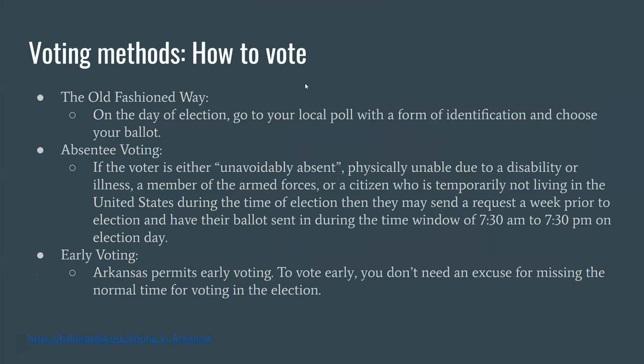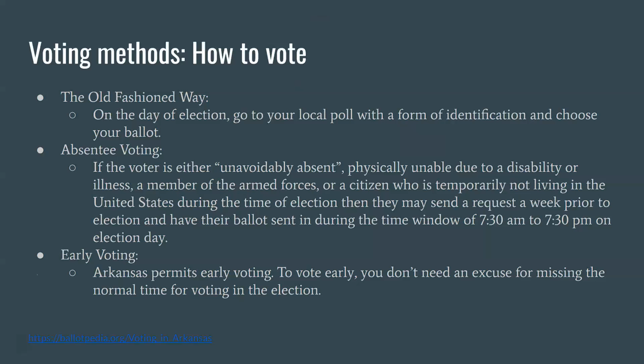So these are the voting methods. Yes, for the voting methods, you have either the normal method that most people do. You show up at your local poll with a form of identification to cast your ballot, or you can do the absentee voting method, which is if you're unavoidably absent during the time of election, then you have to request at least a week in advance before the election, and then send in your ballot by the election day.